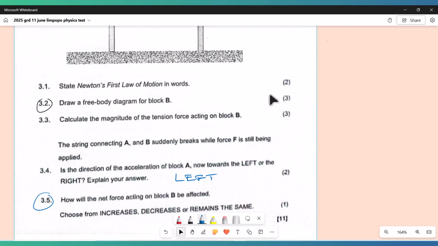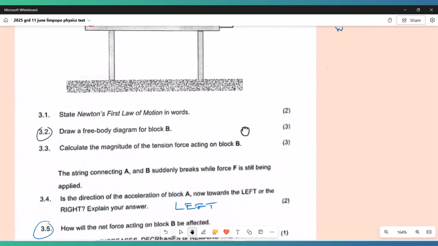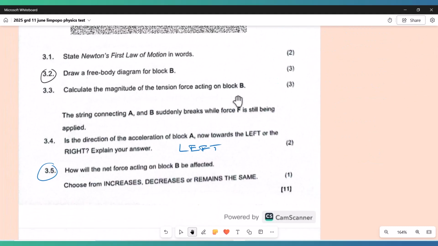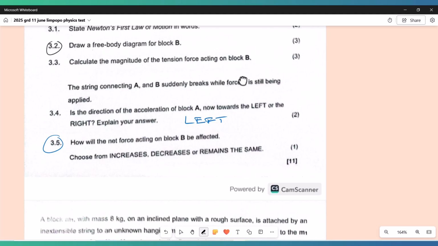Now block B, meanwhile, has its original 96 newtons pulling it upwards. Because we no longer have the tension here, since the string was broken, we only have the weight. So the net force is going to increase because our F net equals the applied force minus the weight only. Now we no longer subtract the tension because the tension is now 0. So it's going to increase. So we say it increases. What do we say? We say it increases. Next question here.